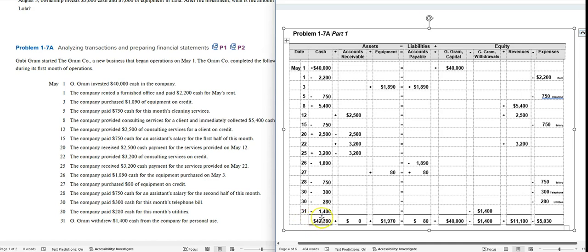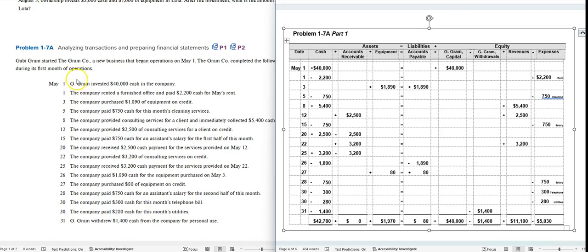Cash will need to be decreased, and the owner withdrawals is increasing. We have more owner withdrawals. Just like with expenses, the more the owner withdraws, the bigger this number becomes, the more it causes overall equity to go down.